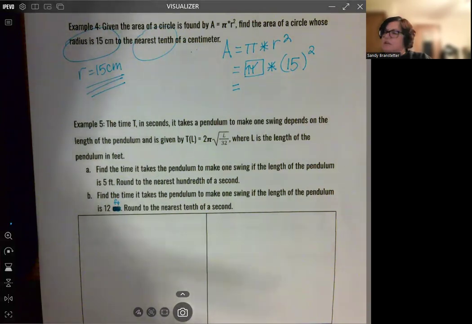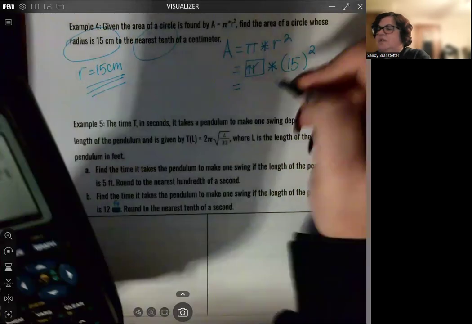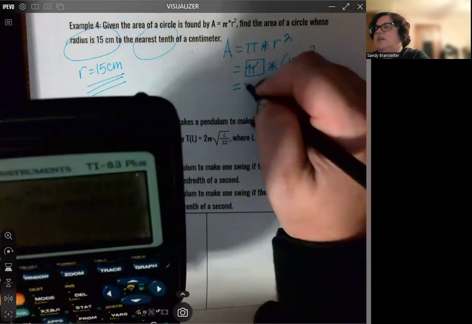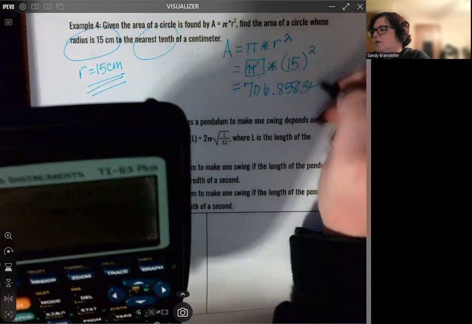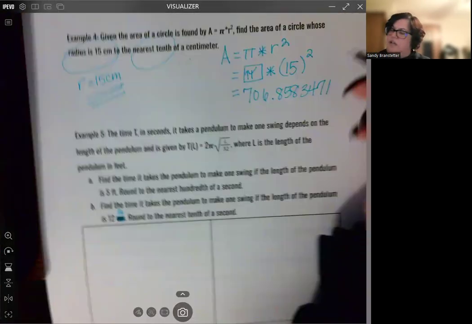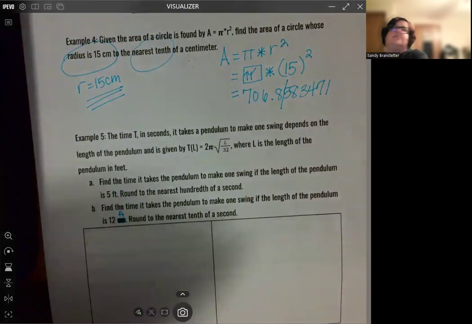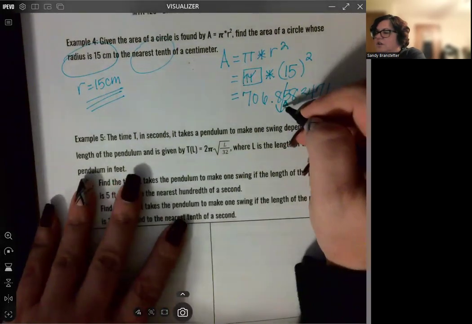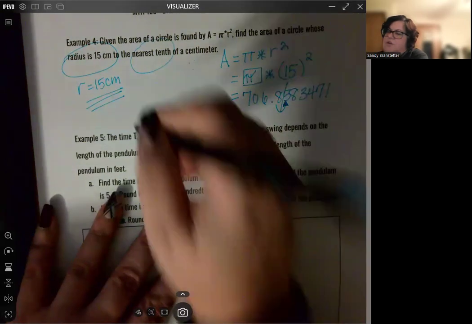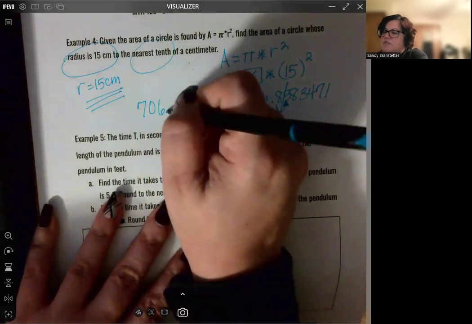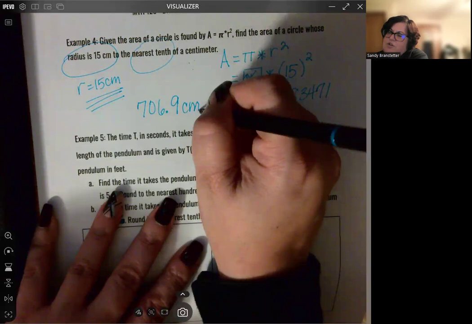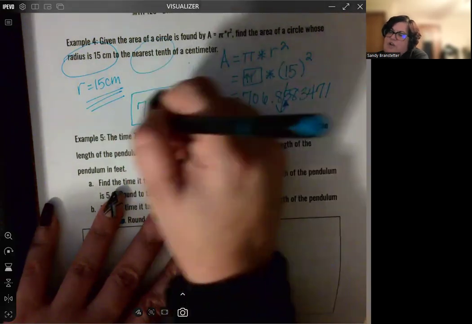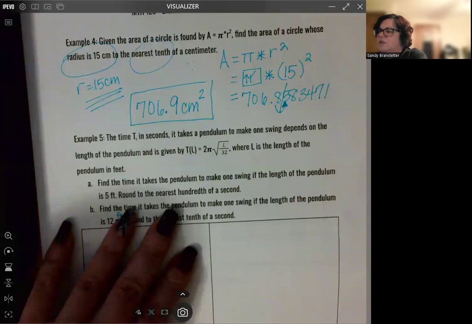Pi times 15 squared. And remember, 15 squared means 15 times 15. So 706.8583471. And again, we want 1 decimal place. So we look to the number after. If it's 5 or higher, we round up. So 706.9 centimeters squared. Area is always going to be units squared.